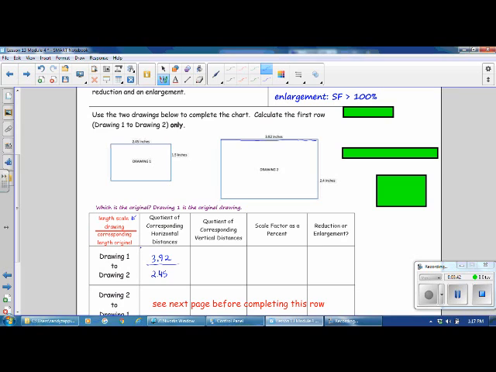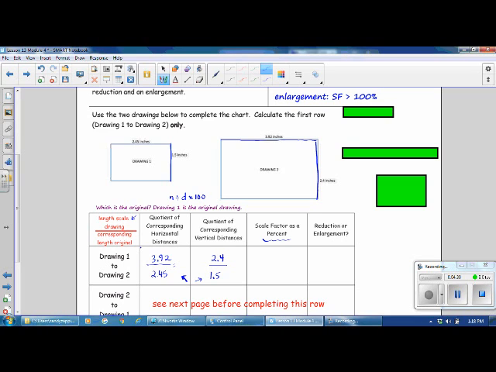Now for the vertical distances. The vertical distance of the original is 1.5, and the vertical distance of the scale drawing is 2.4. And then the scale factor as a percent. So what we want to do to write the scale factor as a percent is to convert these two fractions to percents. Remember, to convert a fraction to a percent, it's numerator divided by denominator times 100.